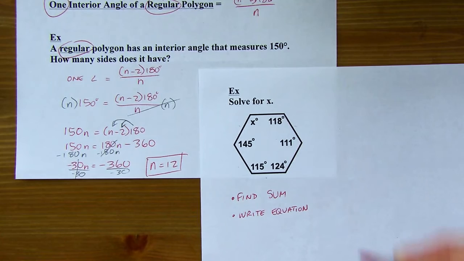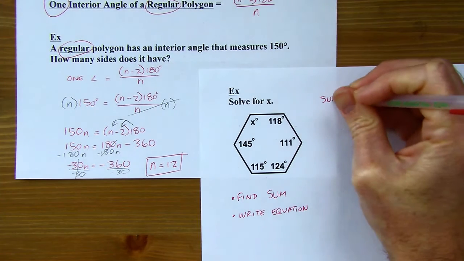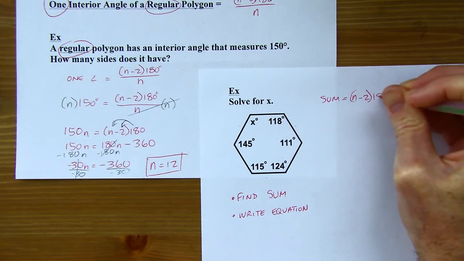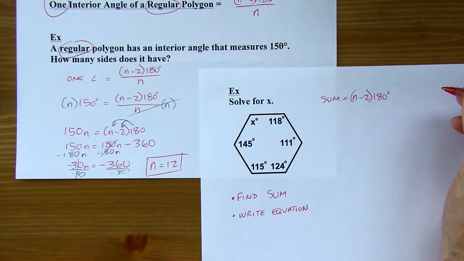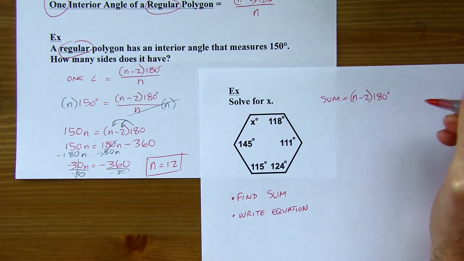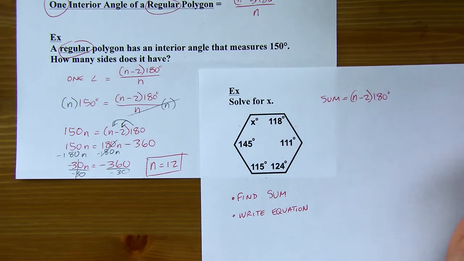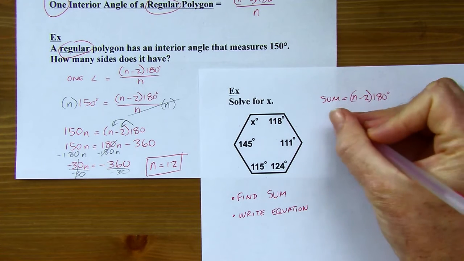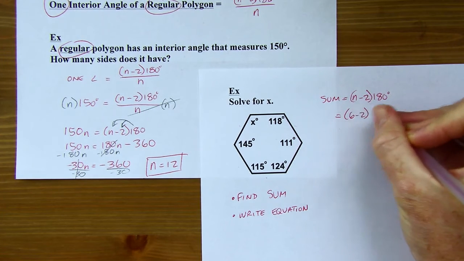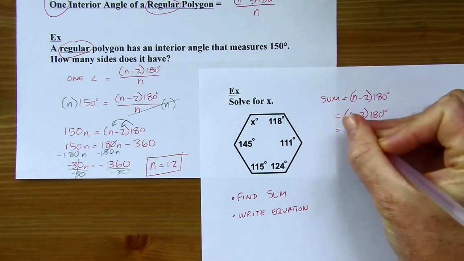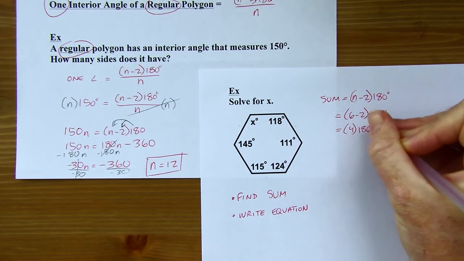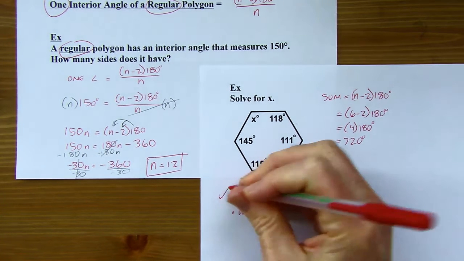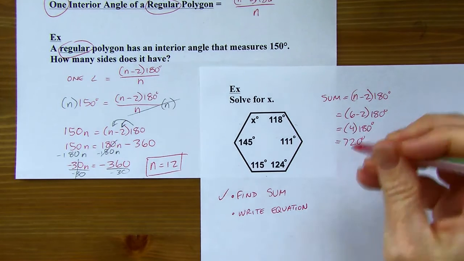Let's find the sum. So I'm thinking the sum is going to equal n minus 2 times 180 degrees, okay? I'm not doing the divided by n. That's just if I'm looking for one angle of a regular polygon. That's not the case here. Okay, so n is going to be 6. And that's going to come out to 720 degrees. Okay, so phase 1 complete. I found the sum. Now I'm going to write an equation.